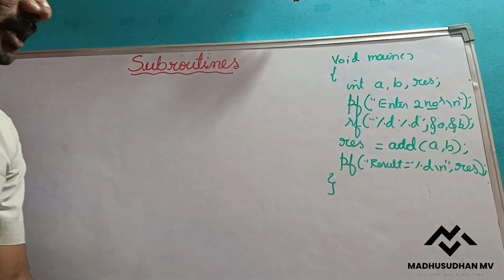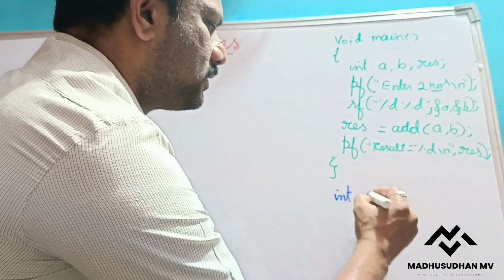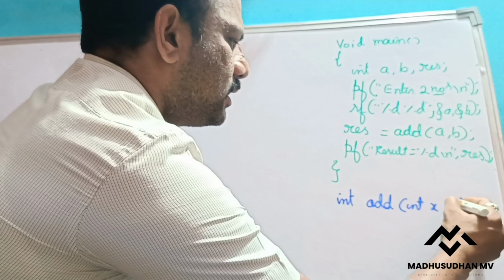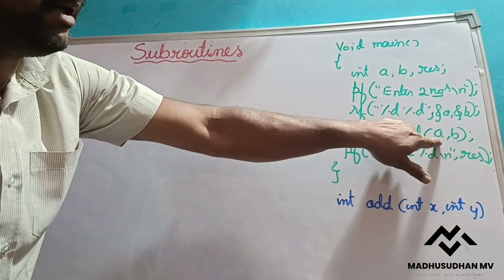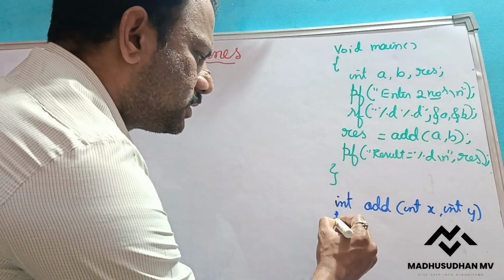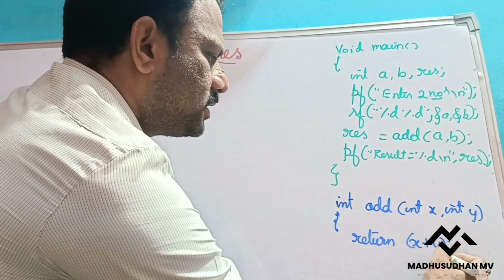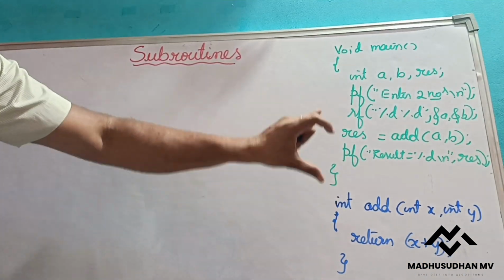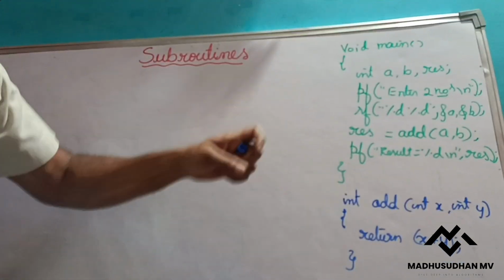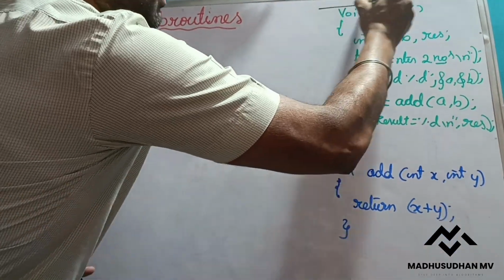Now when I call this function, since it is returning one integer value, the return type of this function is int: int add, int x, int y. Whatever a and b values I am passing, I am receiving in x and y. Now I am simply saying return x plus y. That's it. Now this is my function, and this is my main function. The main function is calling this function. Totally this is my one program.